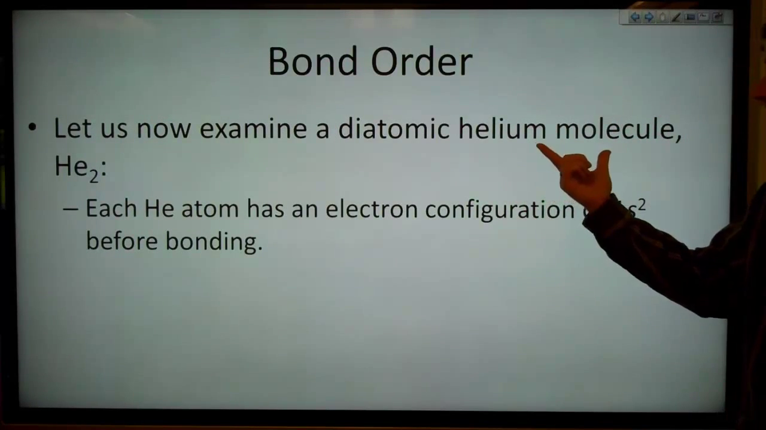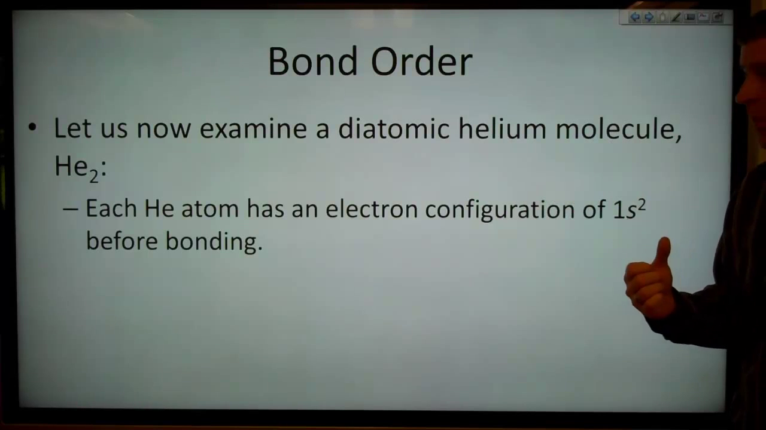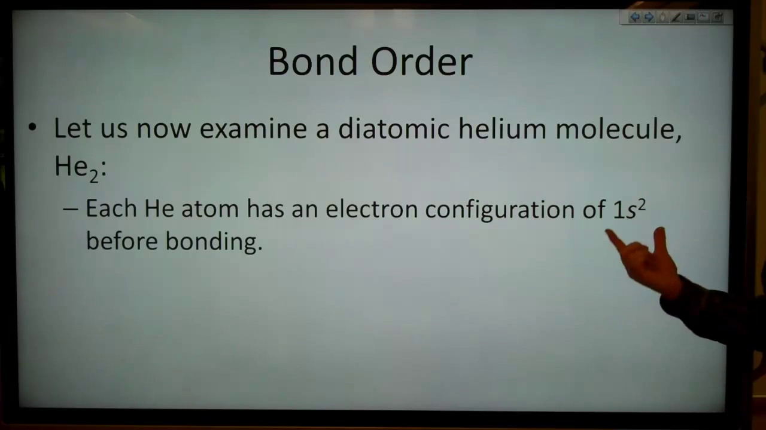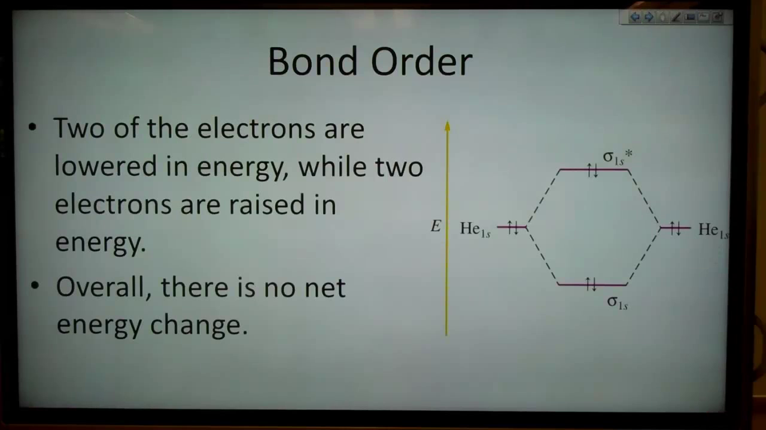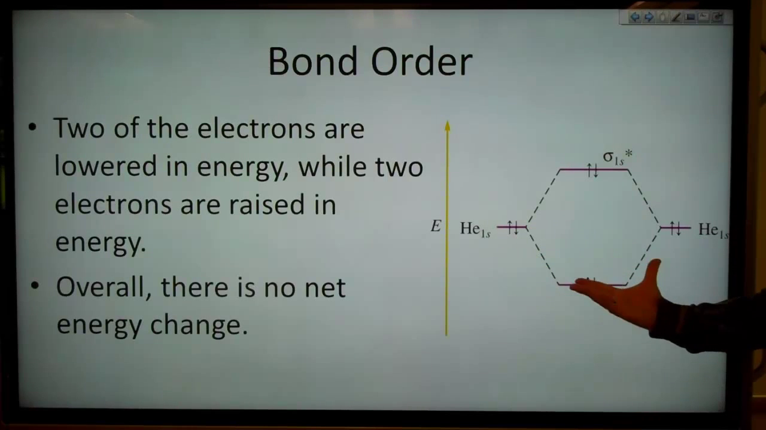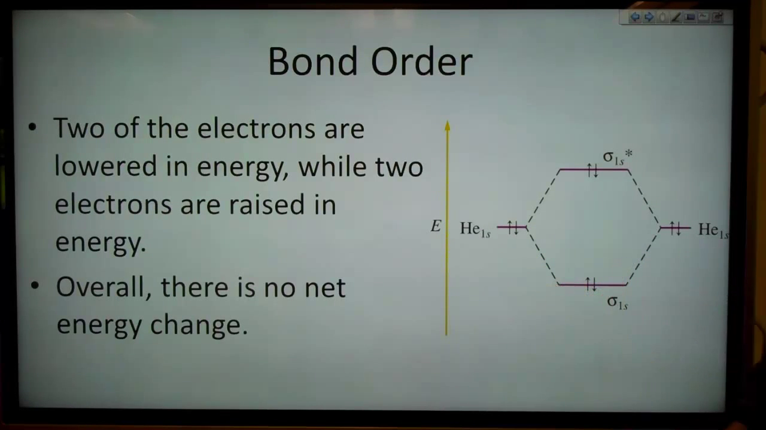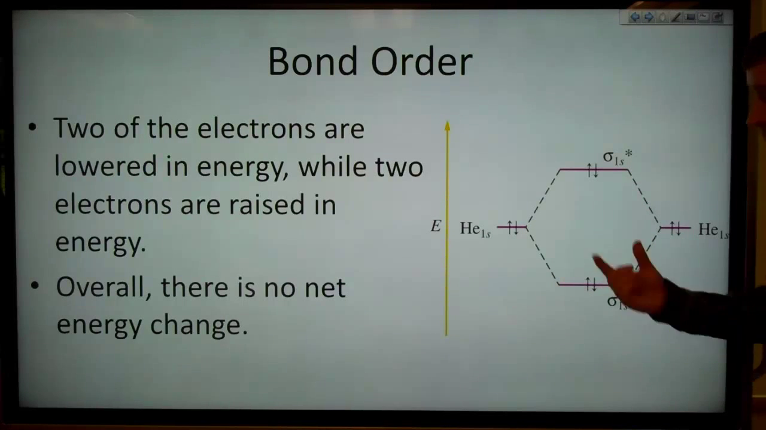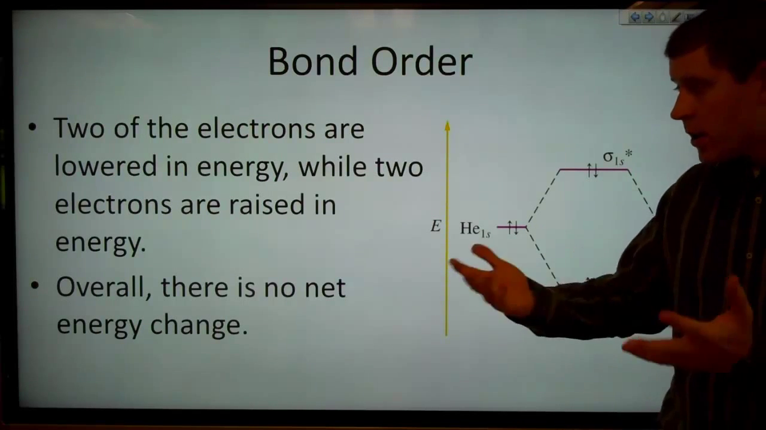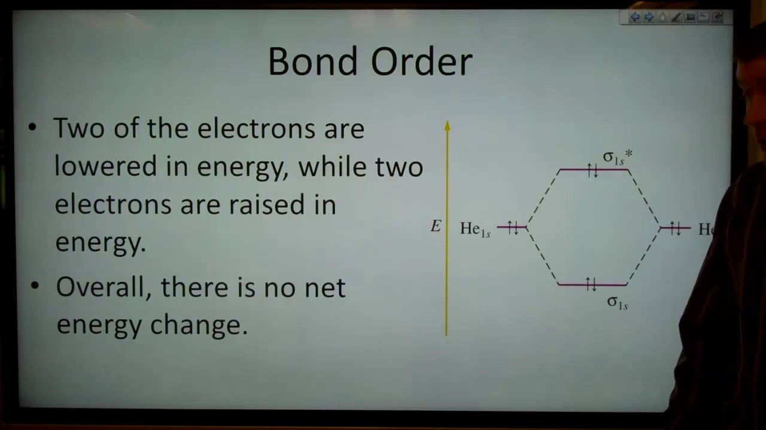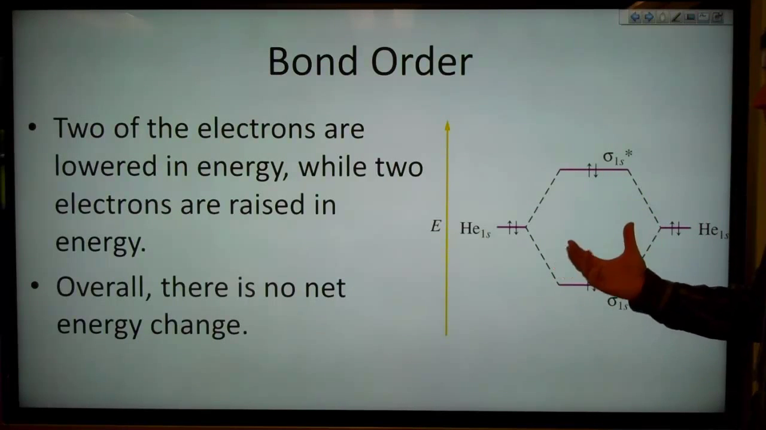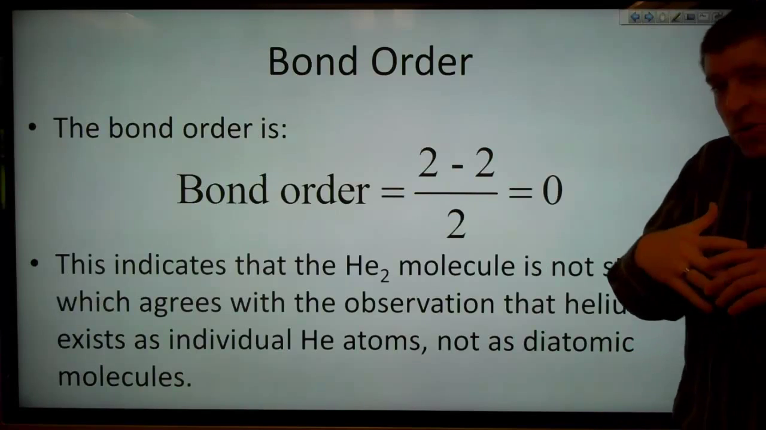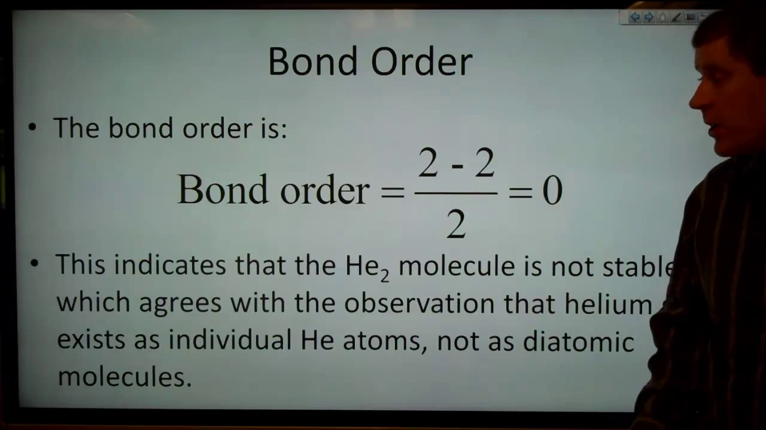So now let's look at a diatomic helium molecule, He2. So each helium atom has an electron configuration of 1s2 before bonding. So we have something that looks like this. So 2 of the electrons get lowered in energy, 2 of the electrons get raised in energy. The lowering and raising is equal in magnitude, which means overall there's no net energy change, which means overall there's no driving force for this bonding to occur.